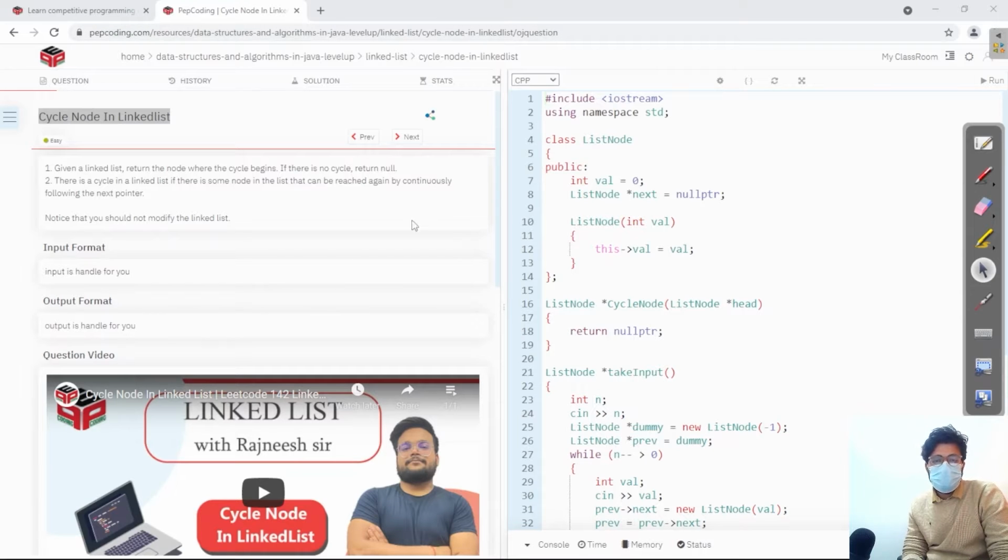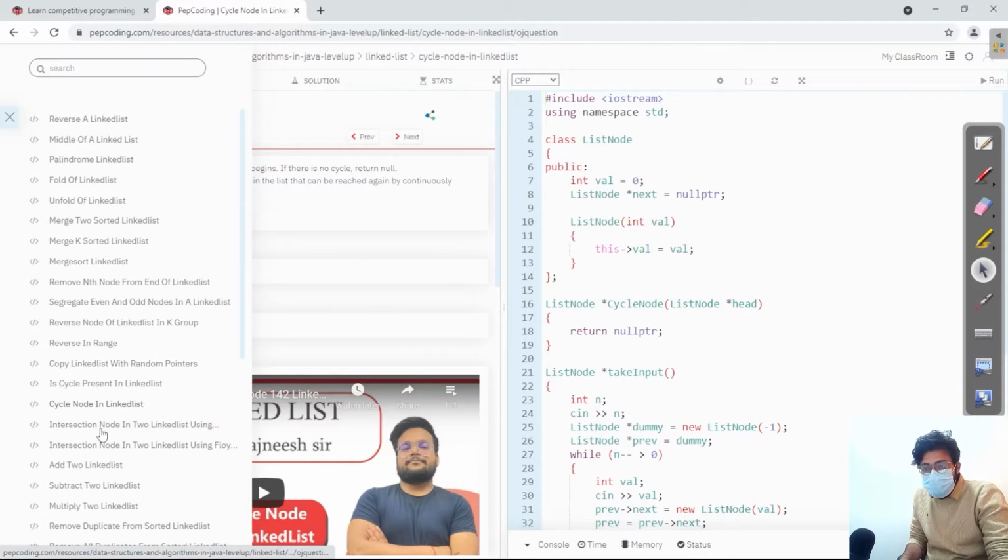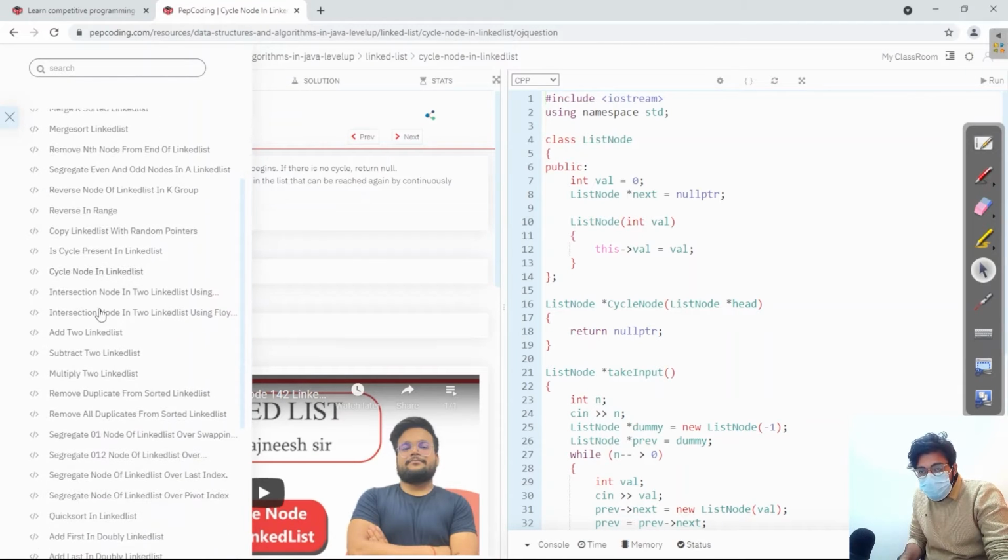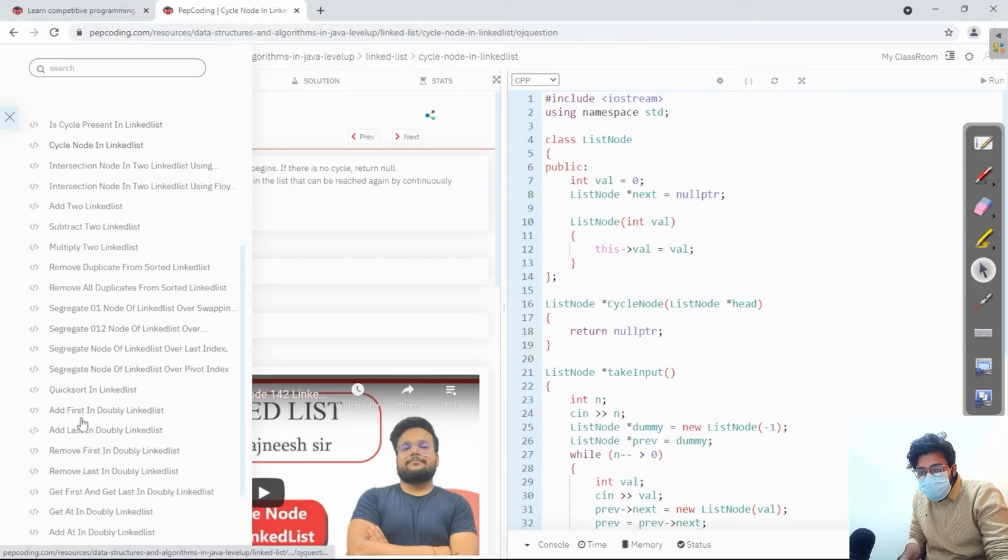Today we are going to solve this question: cycle node in linked list. There are two things you have to understand first. Before doing cycle node in linked list, we have to do is cycle present in linked list. There's a question: is linked list cyclic? I will show you. So this is cyclic. Okay, we will go down.